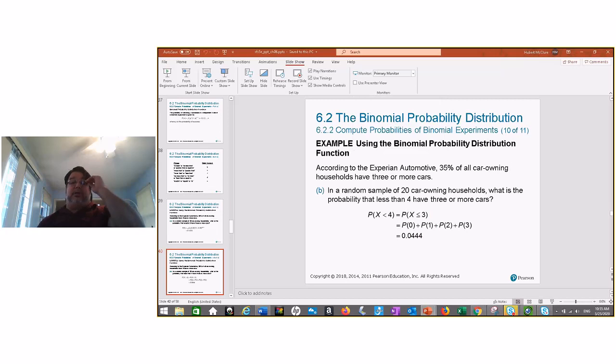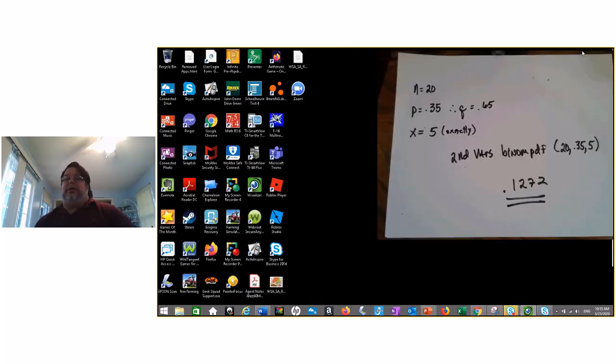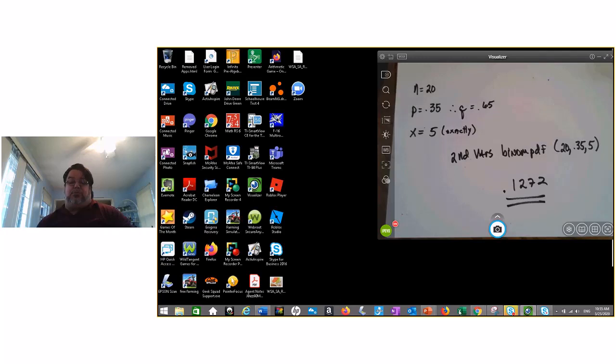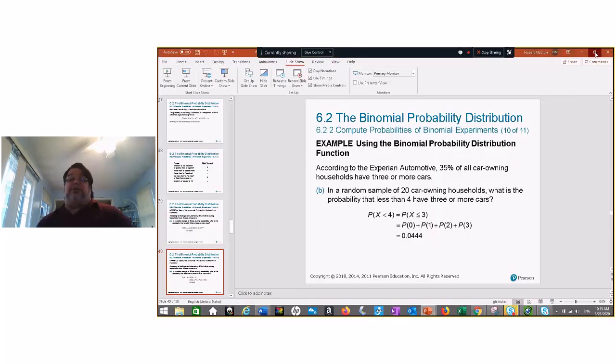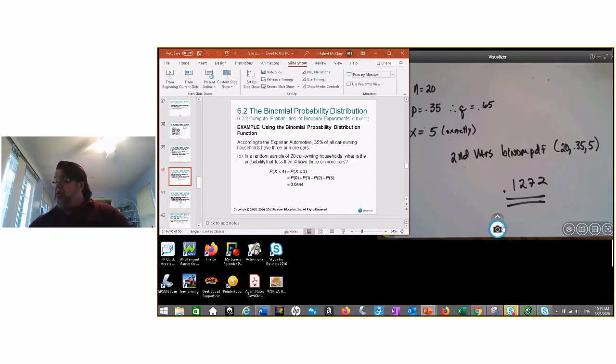Okay, this one says, according to the Experian Automotive 35, the same question. What is the probability that less than 4? Boom, less than 4. So I'm going to go ahead and minimize this, and I'm going to show you why if you get confused, that's why the number line is so important. Okay? The number line is so important.